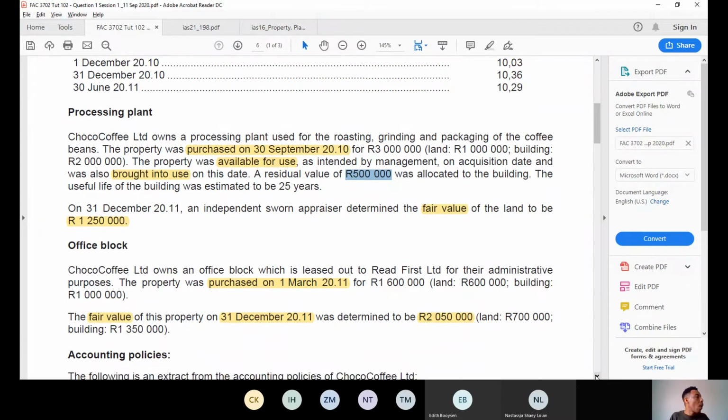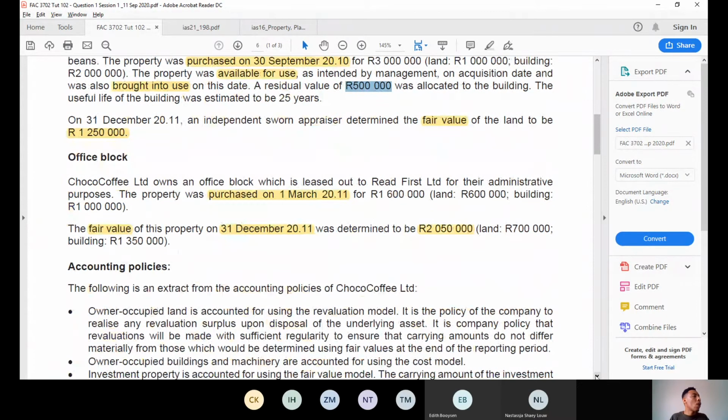Now we're dealing with an office block. Chocolate Limited owns an office block, and now they're leasing this office block out to Rich First Limited. If I have a property and I'm leasing it out, I'm holding that property for investment purposes, or you can call it rental purposes. So I don't use this property for my admin purposes. Now I'm letting it out, and there's a different standard that deals with that, which is IAS 40, that deals with investment property.